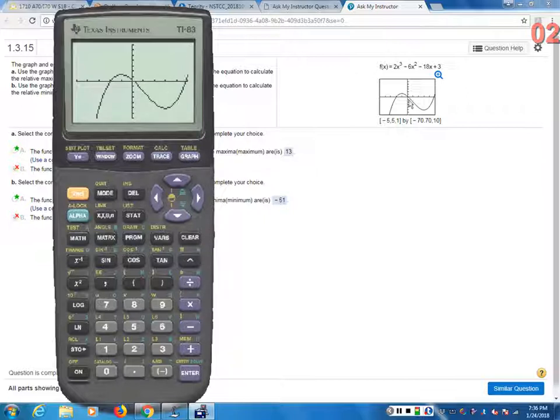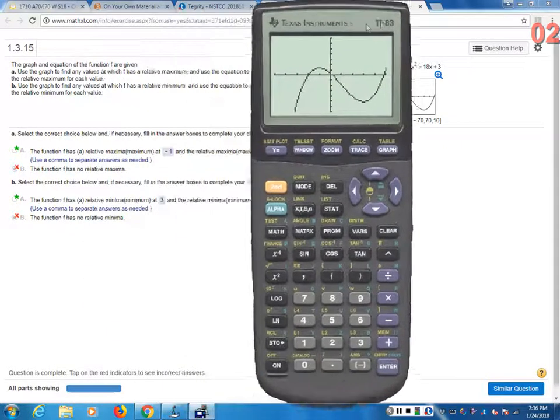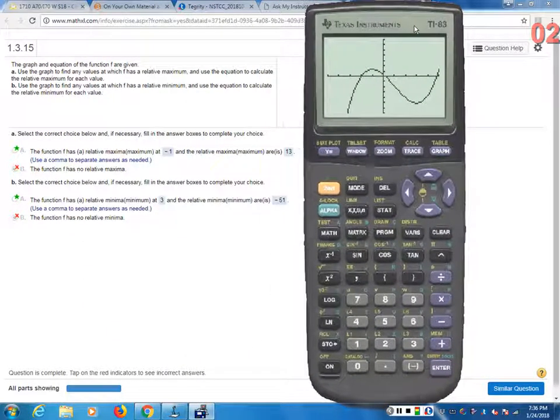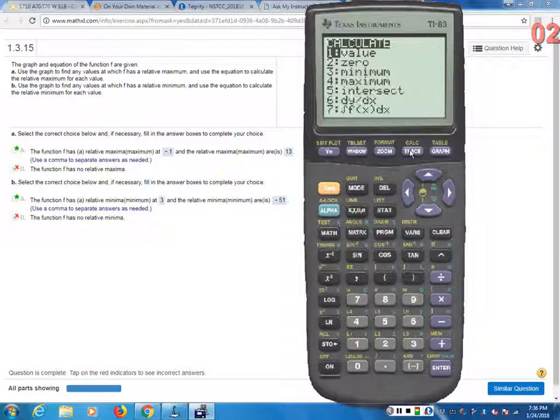Okay, so I have it drawn here. Now we want to find where it has a relative maxima or maximum. That's up here. We're going to have to use the calculator because we really can't read the exact value from the graph. So we're going to use the calculator. Second, calculate, and we're going to find a maximum. Enter.